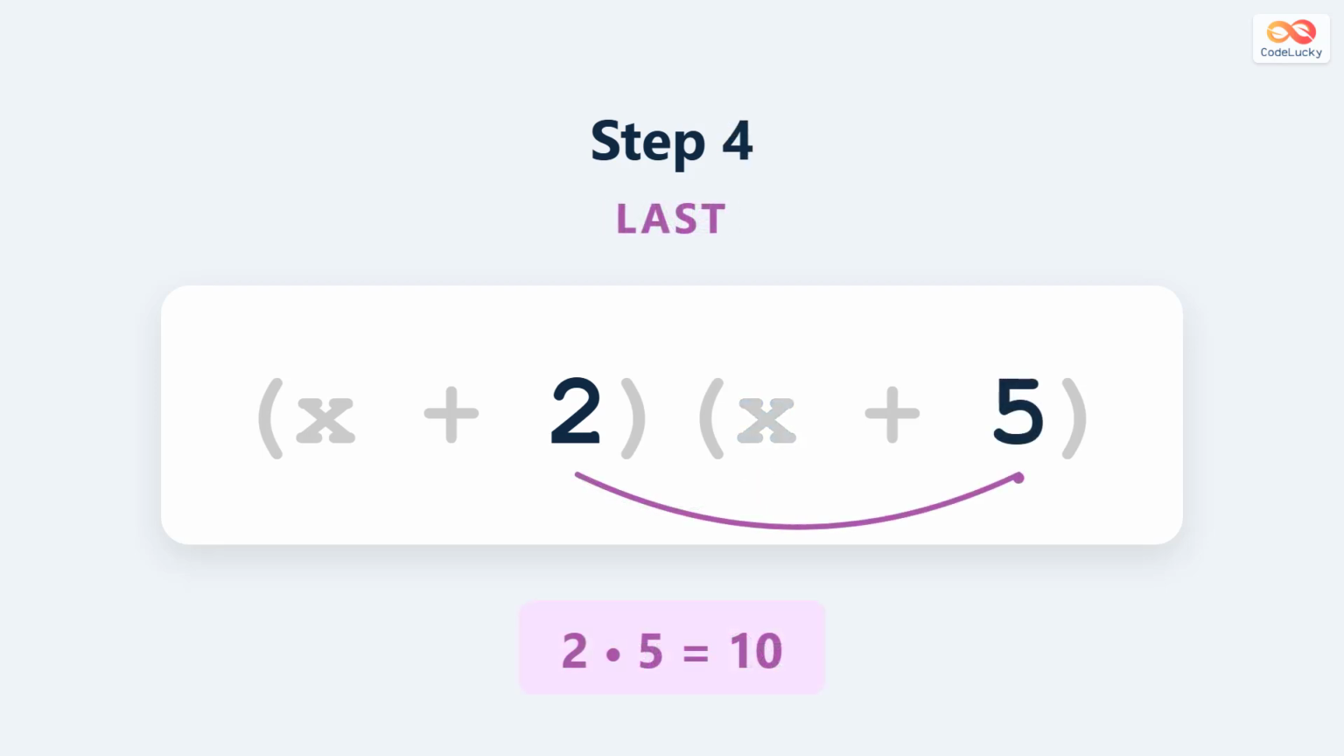Finally, L stands for last. We multiply the last terms of each binomial. We multiply 2 by 5, which equals 10.